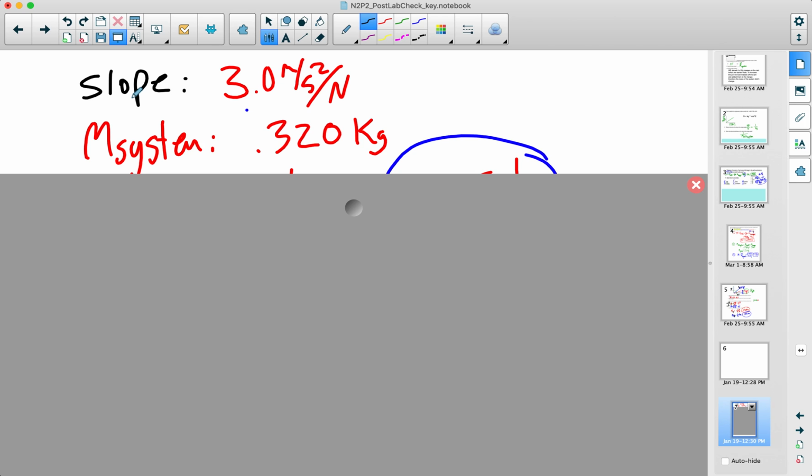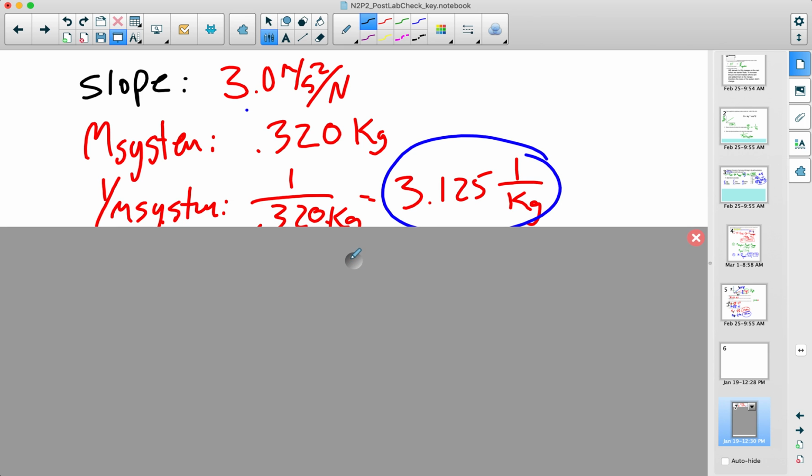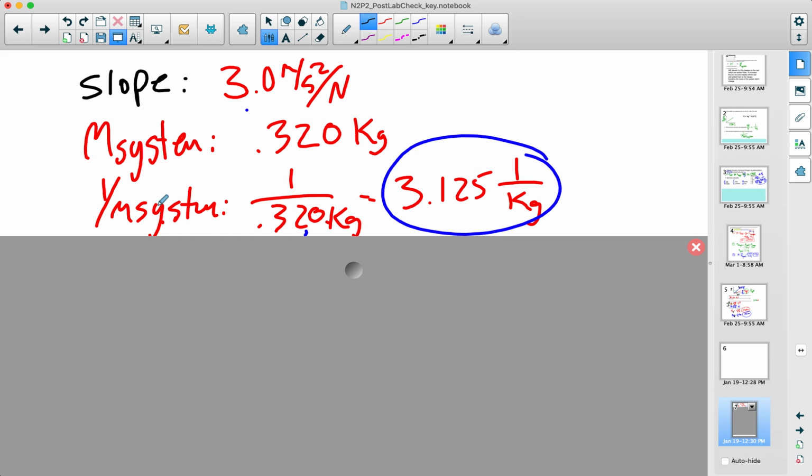Great, welcome back. So write down the slope of your graph. I'm going to pretend my slope is 3 meters per second squared per newton, and I'm going to write down the mass of my system as 0.320 kilograms. Your numbers should be in that ballpark, but maybe not exactly the same. Next up, let's calculate the inverse of the mass of the system. So literally take the number 1 and divide it by whatever the mass of your system is. For mine, I got a value of 3.125 1/kilograms.